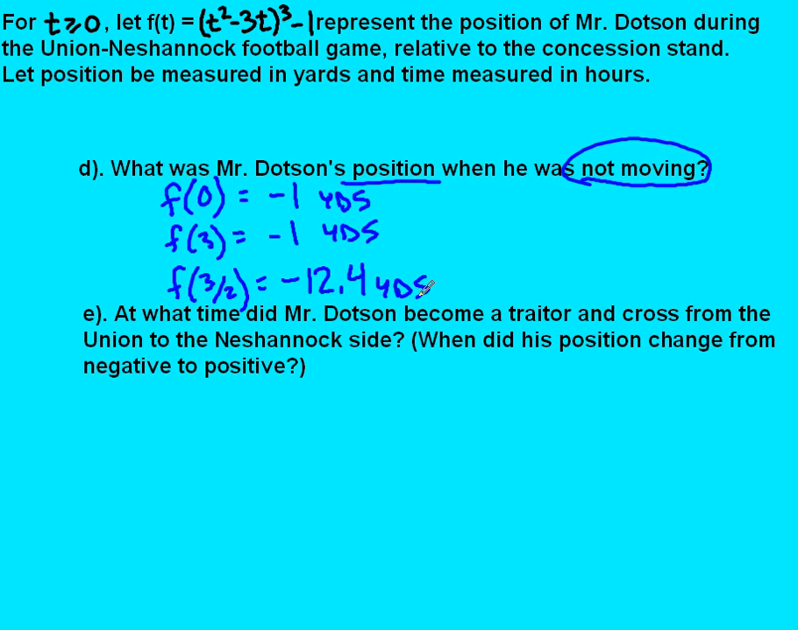Part E: at what time did he become a traitor and cross from the Union to the Nishannic side? In other words, when did the position change from negative to positive?